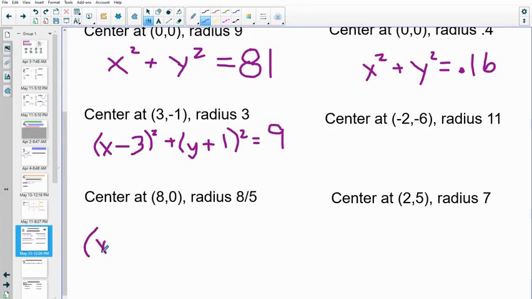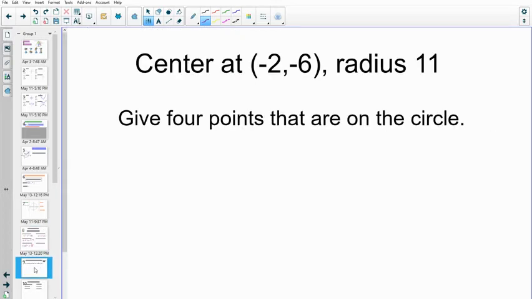My equation is going to be x minus the x value, x minus 8 squared, plus y minus the y value, y minus 0 squared, equals the radius squared. Well, the radius is 8/5, so the radius squared is 64/25. And there we go. As I look at the other two, there's nothing too crazy about those, so I don't feel the need to do those as further examples. You'll get plenty of practice with the homework tonight.